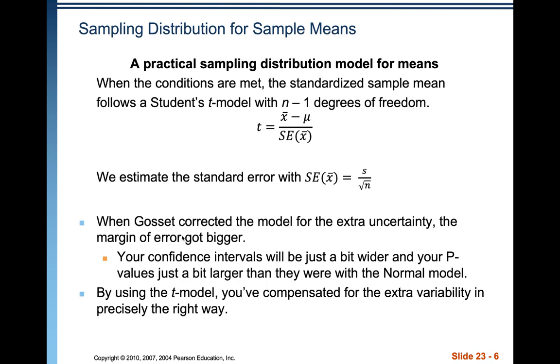When Gossett corrected the model for the extra uncertainty, the margin of error got bigger. Your confidence intervals will be a little bit wider, and your p-values will be just a little bit larger than they would with the normal model. By using the t-model, you've compensated for the extra variability in precisely the right way.